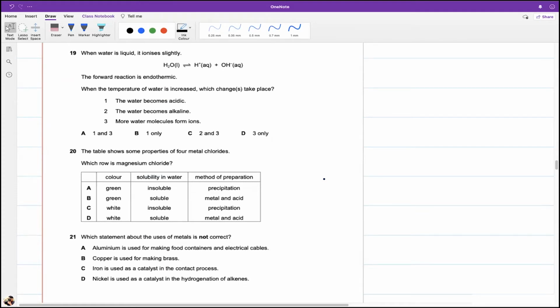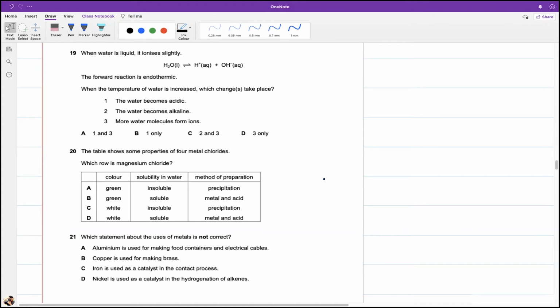The table shows some properties of 4 metal chlorides. Okay, which row is magnesium chloride? अब magnesium chloride में एक तो आपको पता होना चाहिए कि magnesium is not a transition metal, so it's going to be white, the solid color. So A or B cancel out because of that.